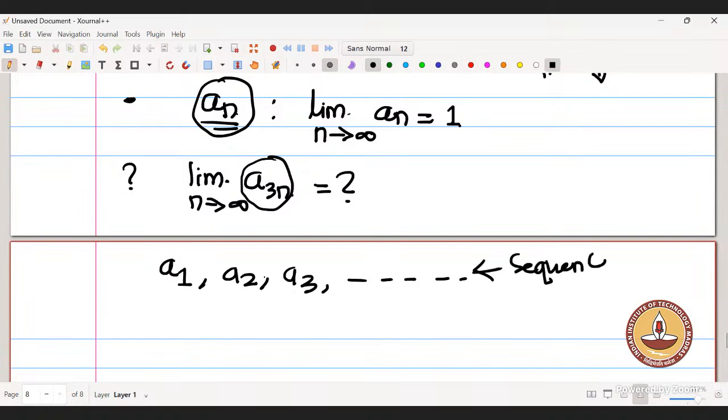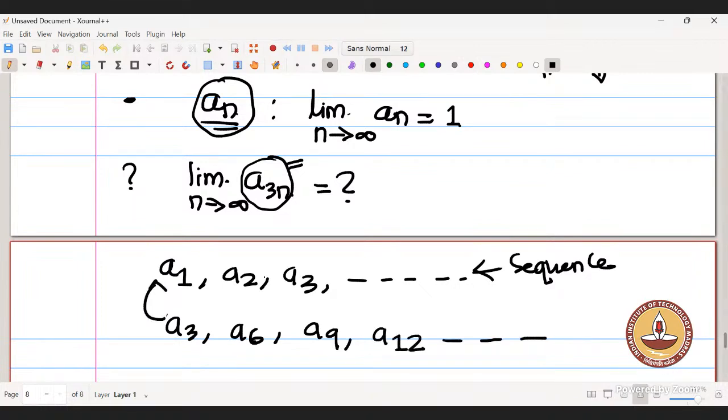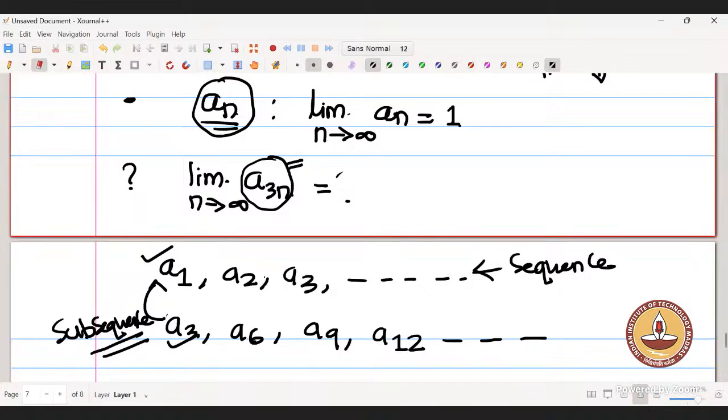Yes, sir. And the limit of the sequence is 1. Now, if you consider this new sequence, a subscript 3n, what you will get is a3, a6, a9, a12. This is a subsequence of your main sequence, right? Yes, sir. And since this is a subsequence, its limit is the same as the limit of the original sequence. So it's 1, correct, sir? Yes, it's 1. Okay, sir.